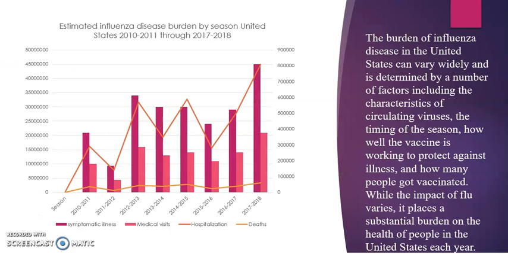The burden of influenza disease in the United States can vary widely and is determined by a number of factors, including the characteristics of circulating viruses, the timing of the season, how well the vaccine is working to protect against illness, and how many people got vaccinated. While the impact of flu varies, it places a substantial burden on the health of people in the United States each year.